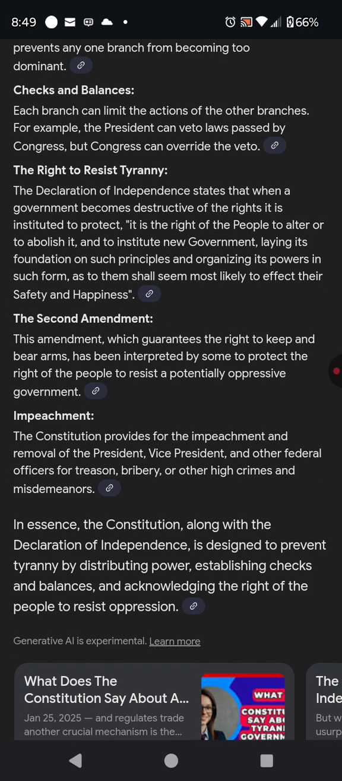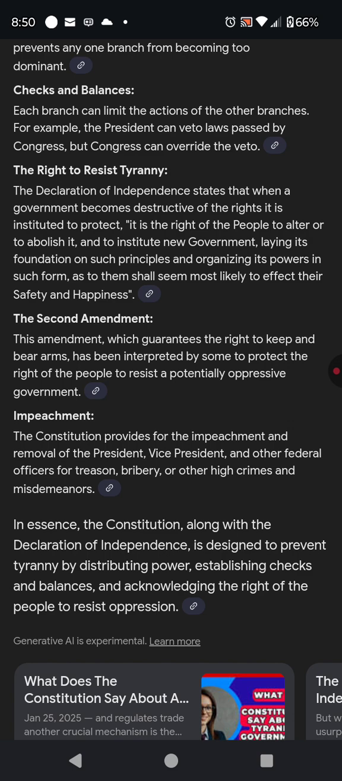The right to resist tyranny. The Declaration of Independence states that when a government becomes destructive of the rights it is instituted to protect, it is the right of the people to alter or abolish it, and to institute new government, laying its foundation on such principles and organizing its powers in such form as to them shall seem most likely to affect their safety and happiness. So it's basically telling you the Constitution was written to serve the needs of the many, not the greed of the few.